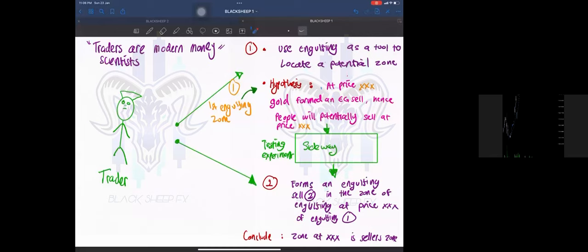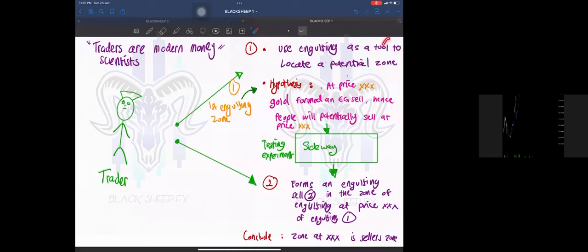You have to treat yourself as a scientist every day when you get into the market. When the market opens, you are not a gambler, you are a scientist. And as a scientist, we need to know what we want to do. So now we are scientists in the realm of locating engulfing potential zones. We will use engulfing as a tool to locate a potential zone. That is number one. This is our religion. Some scientists use the microscope because they are scientists of biology. Some scientists use ultra infrared, maybe, or sonar, as a tool because they are geologists. We as traders use engulfing as a tool to locate potential zones.